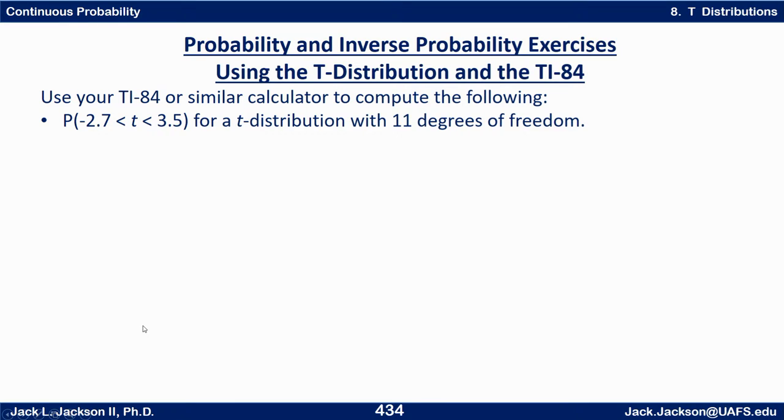Okay, well, same kind of problem here. Do this one for me as well. Probability that negative 2.7 is less than t, which is less than 3.5 for a t distribution with 11 degrees of freedom. Press pause, come back when you have an answer.